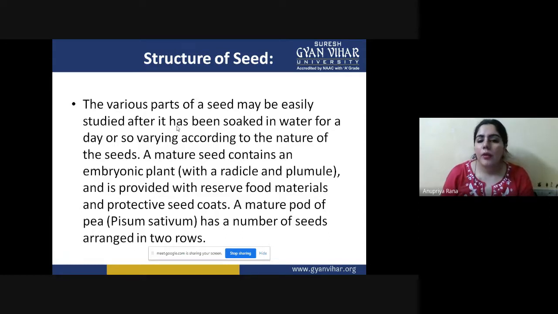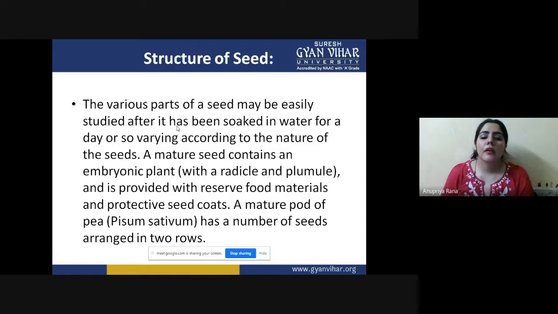A mature seed contains an embryonic plant, as we already studied, that inside a seed there is an embryonic plant. So what is the embryonic plant? Under what condition are we calling it an embryonic plant? This embryonic plant is nothing but a combination of radicle and plumule. Radicle and plumule are the major parts which are going to convert into the root and shoot portion of the plant. That's why we term it the embryonic plant, because at this time they are not fully developed, but they are a prototype of the root formation and shoot formation. The radicle will convert into the root, and the plumule will convert into the shoot, and it is provided with reserve food material and a protective seed coat.